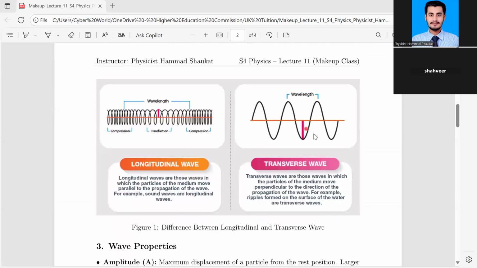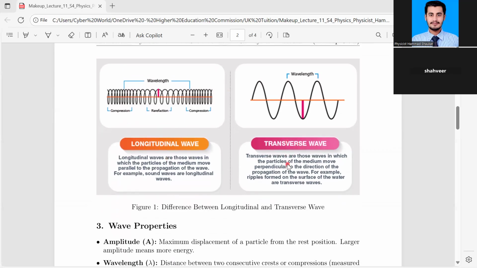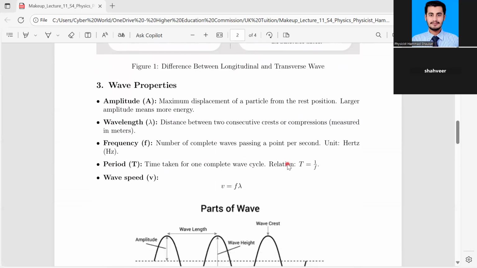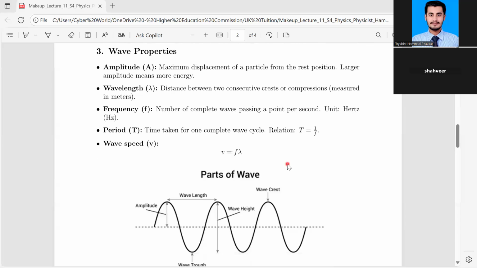Okay, so here you can see the illustration between longitudinal and transverse waves. Is there any question regarding this? Okay, now move on towards the wave properties. There are some important properties of waves.